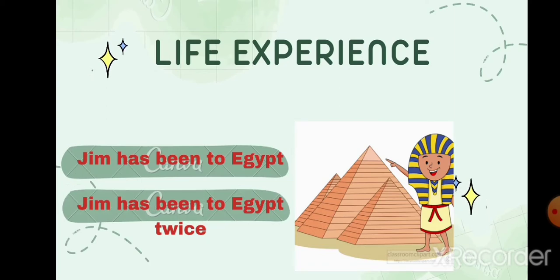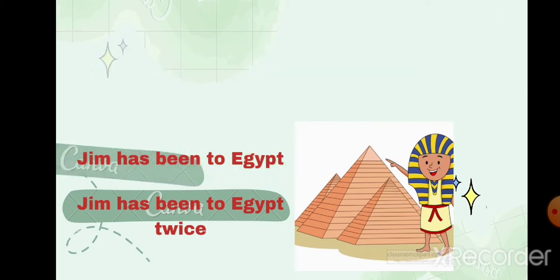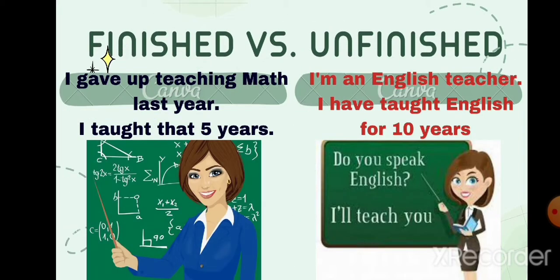The second case, when we talk about the actions which we have done or which we haven't done in our life, again, not mentioning the exact time, we use the present perfect tense. Look at the samples. Jim has been to Egypt. Jim has been to Egypt twice. Even if I count how many times I have done something in my life, again, not paying attention, or not giving the exact time of the day, I will use that one.